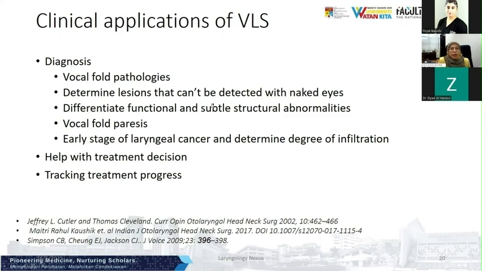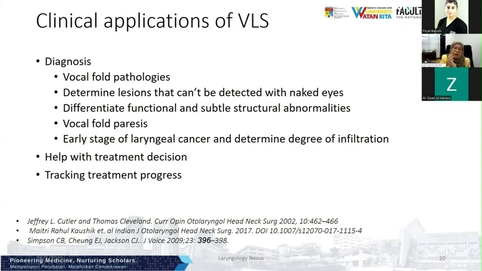So what are the applications of video laryngostroboscopy? Number one is for diagnosis of vocal pathologies. I want to say something about this. You don't need laryngostroboscopy to diagnose a big lesion, like a big polyp. Without stroboscopy, you can see the big polyp.